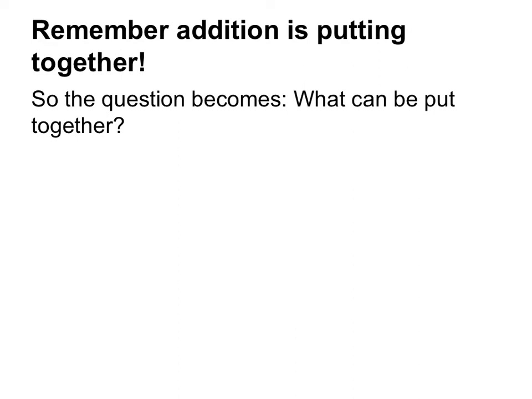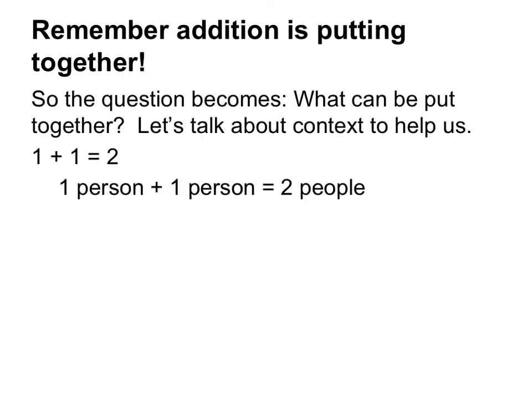So remember, addition is putting things together. So the question becomes, what can be put together? What am I allowed to put together, and how do I do that? So let's talk about some context. This sometimes helps. So 1 plus 1 equals 2. This is generally understood to be a true mathematical statement. So if I provide some context, 1 person plus 1 person equals 2 people. True.